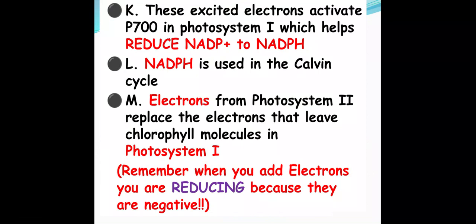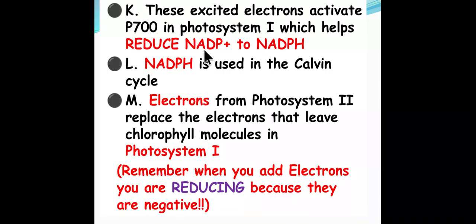Remember that oven mitt, the NADP? That's the oven mitt. It's going to be grabbing these electrons and moving them here, moving them there, and releasing them, because there's work to be done. NADP+ gets what we call reduced to NADPH. Remember, when you add electrons, it's called reduction because electrons are negative.